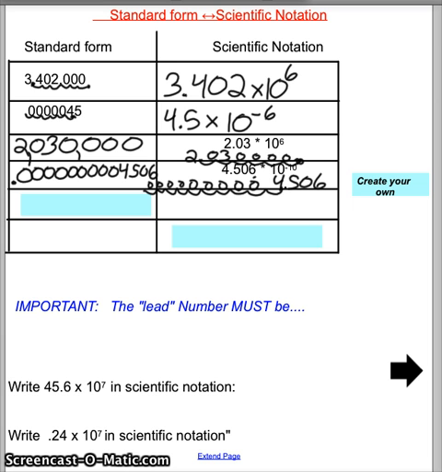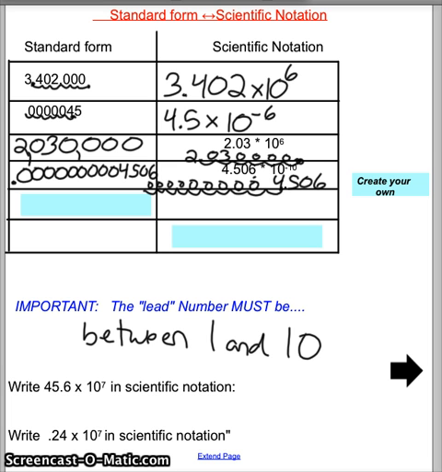All right? So now, I'm going to leave it up to you to create your own examples. So after you're done watching this video, I'd like you to go and actually try making your own examples for me. Now, in terms of that important note, the lead number must be, remember, it must be between 1 and 10. Right? That's always a goal. That's what we're looking for.